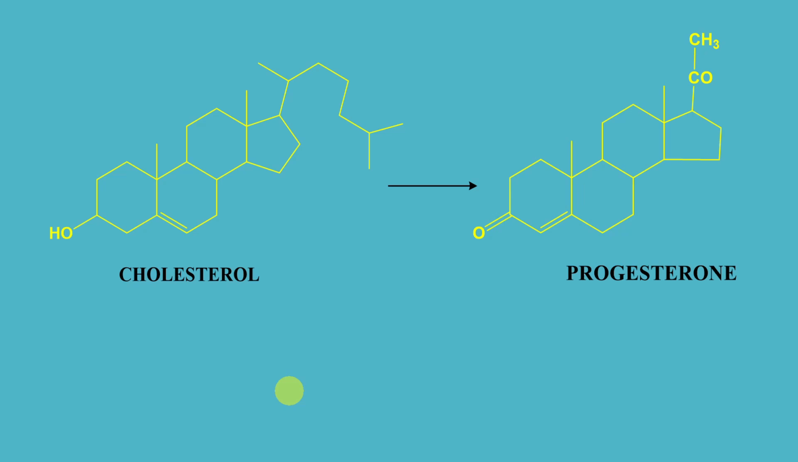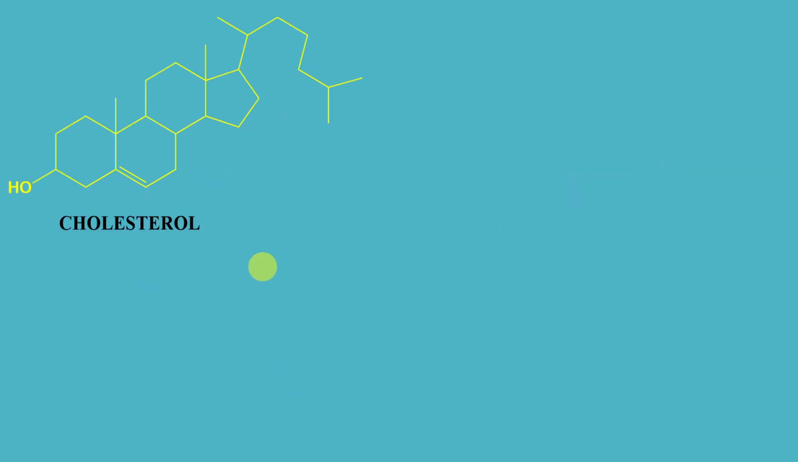In this online tutorial, I will be discussing how to convert cholesterol to an important sex hormone, progesterone. First of all, cholesterol is treated with acetic anhydride, and then the corresponding acetate, cholesterol acetate, is brominated to form the dibromo derivative of cholesterol acetate.